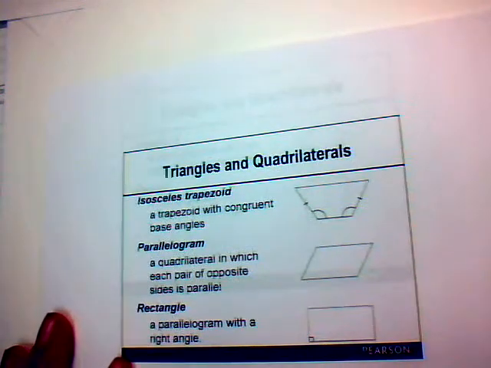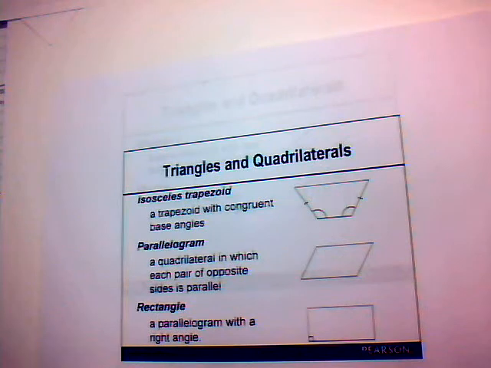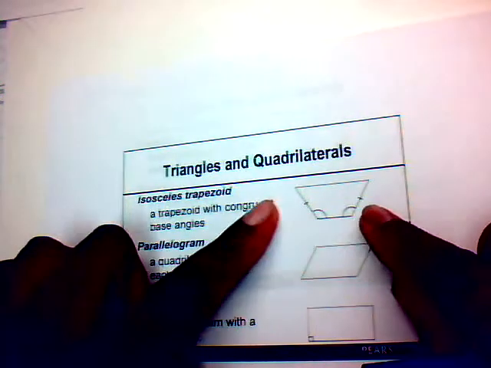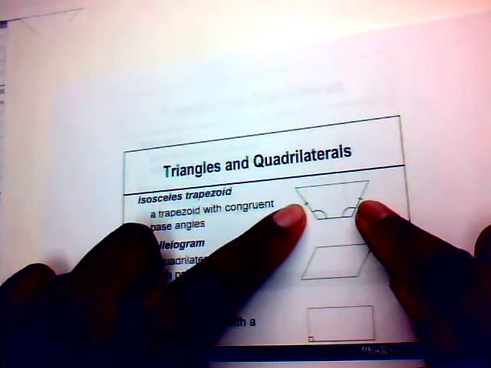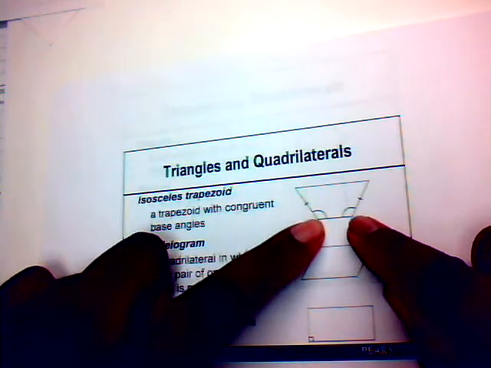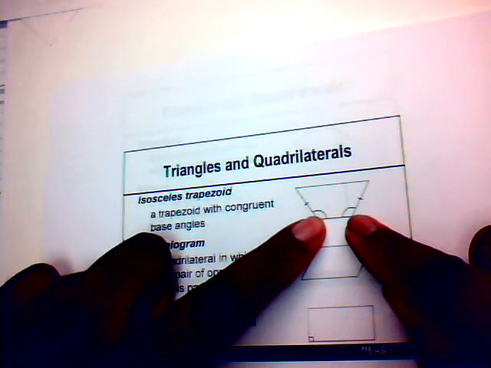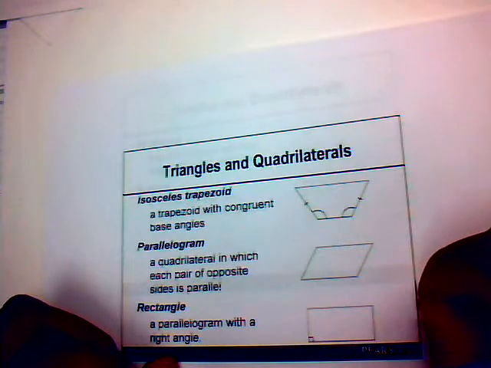An isosceles trapezoid is where we have congruent base angles. Okay, in a trapezoid, these non-parallel sides, they're congruent. That means that the base angles are congruent as well. That's why it's an isosceles trapezoid.